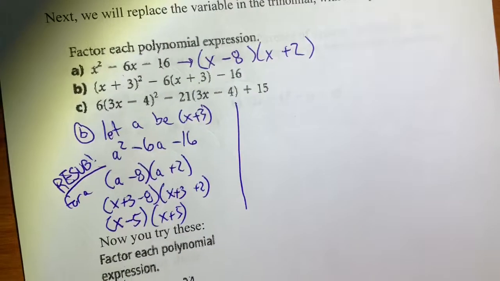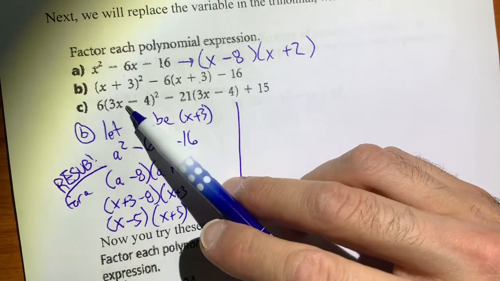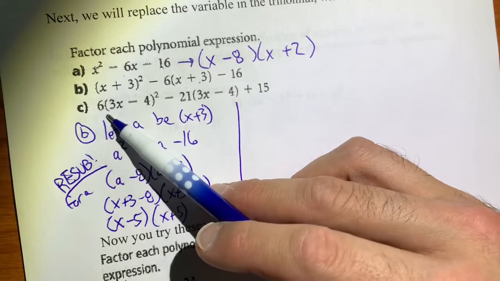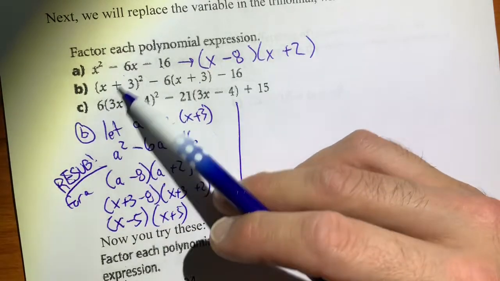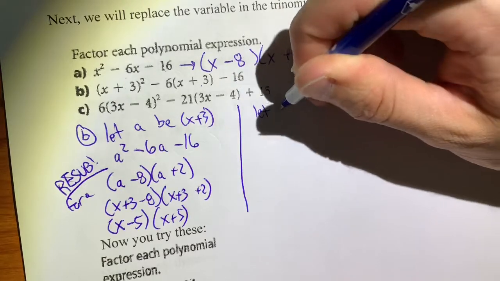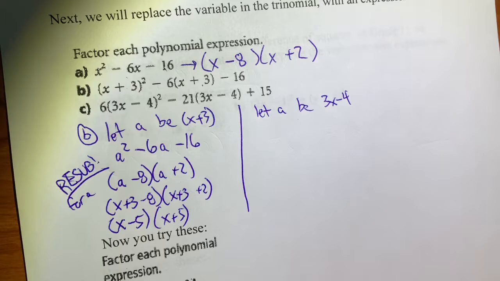All right. Now, for C, this is just a longer question. The reason being is that the binomial is a bit more complicated, like it has a coefficient in front of the x, and then there's a 6 here. So same idea though. You're going to say let A be 3x minus 4. Now I'm not going to do this whole question, but I will get it started. At a certain point, it just becomes something that we did in grade 10.